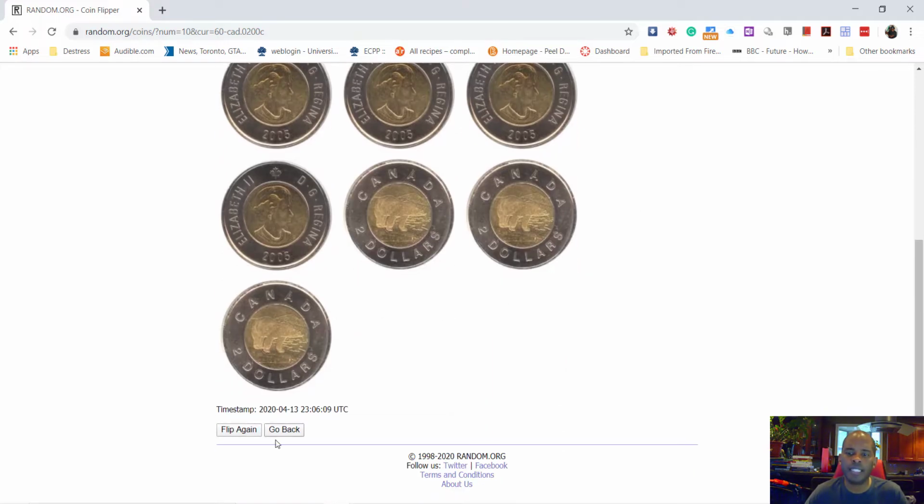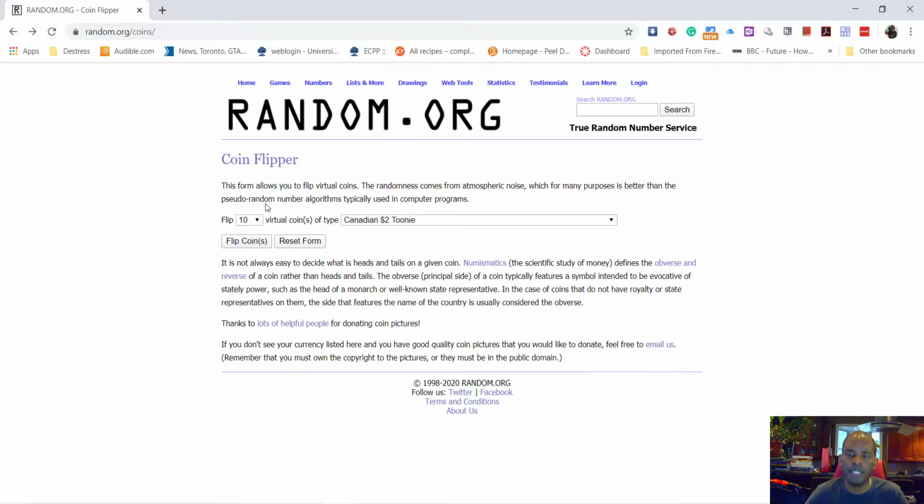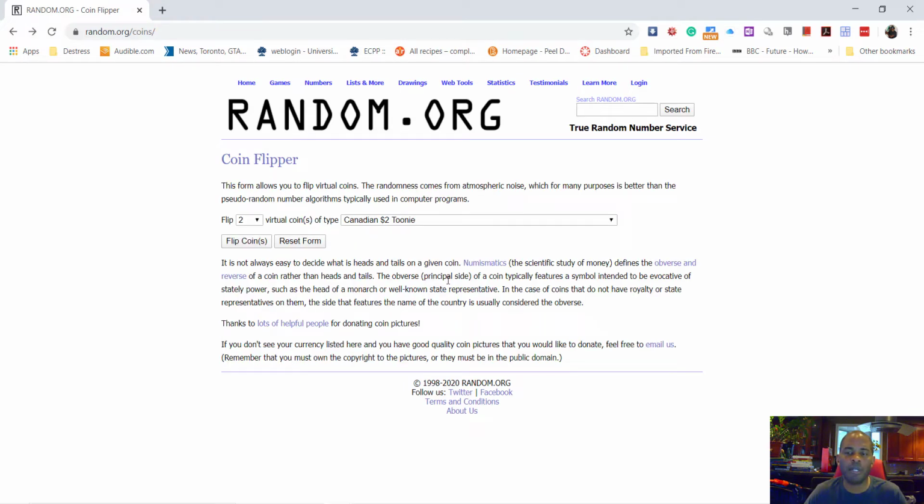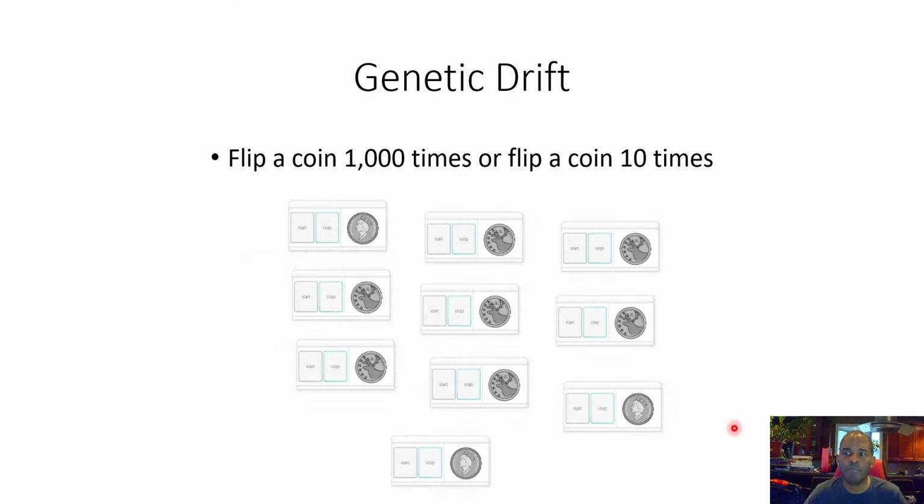If I had changed that number from 10 down to 2, it wouldn't be unreasonable to get 100% of one or the other. So the greater my population, the less likely chance is going to have an impact. So what does that mean in terms of our genetics and in terms of our evolution?